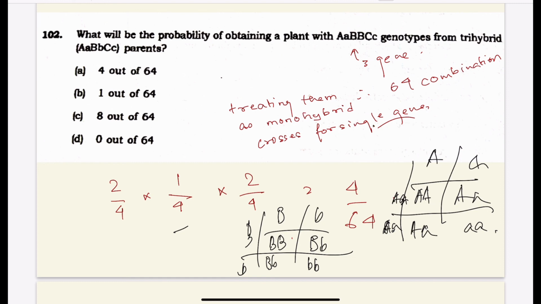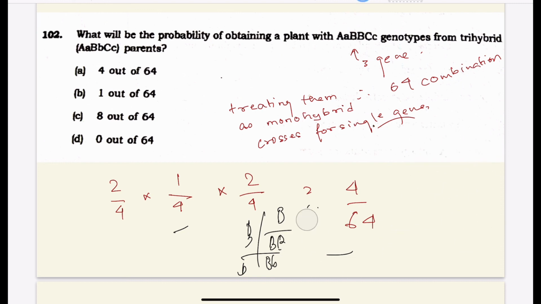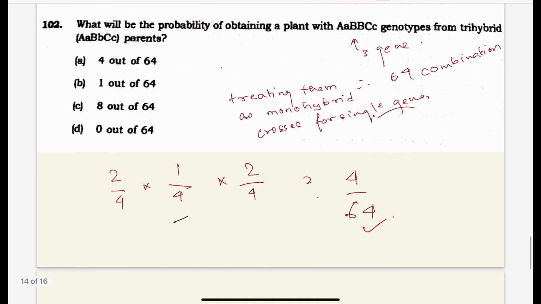For the third gene, that is capital C, small c, we want only capital C, small c. So that will be again 2 by 4, out of the 4 gametes which we will get. So again, 2 by 4 into 1 by 4 into 2 by 4, we will get 4 by 64. So 4 out of 64 is the answer. That is option number A.